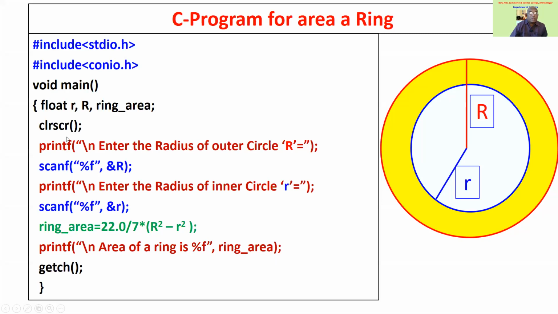So this is the program for the area of a ring. See here, semicolon, semicolon, semicolon. In C language, the statement terminator is the semicolon.